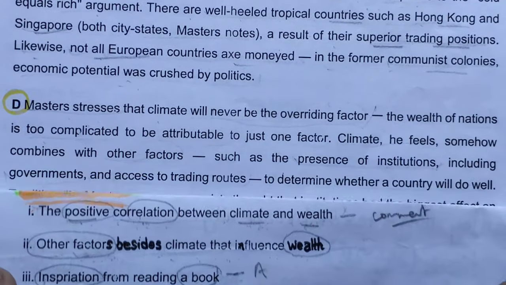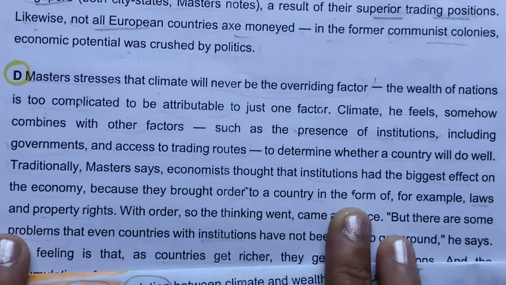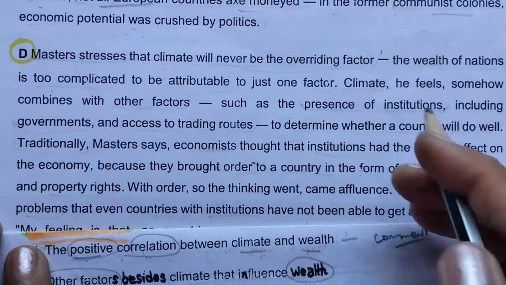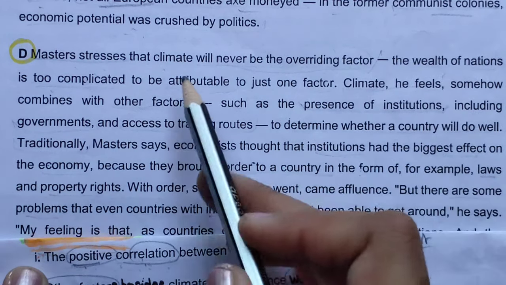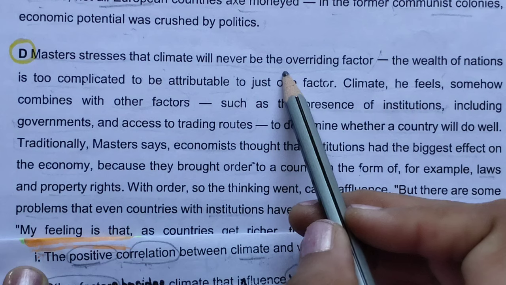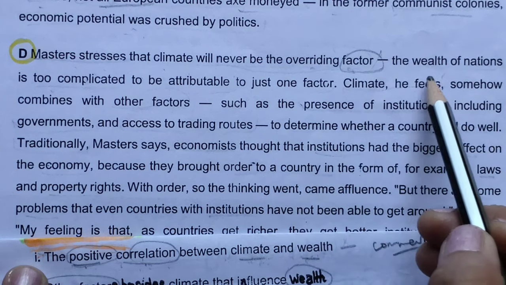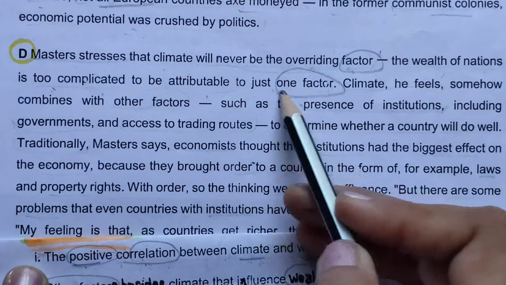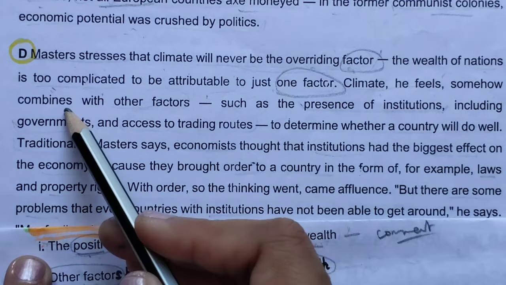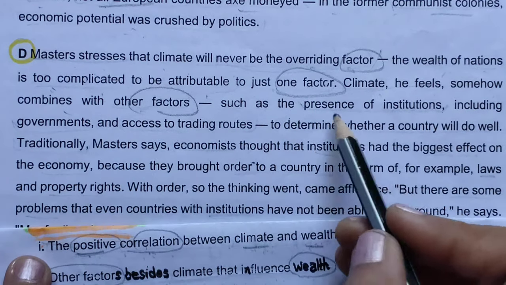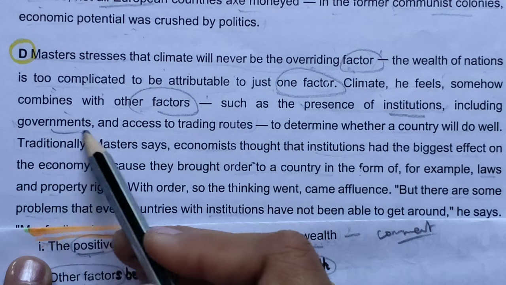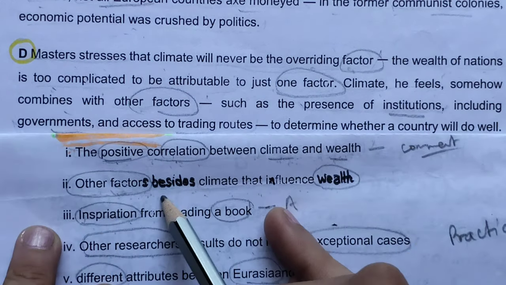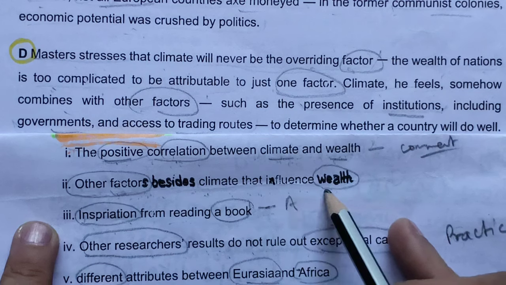That's why we have D number. The master stresses that climate will never be an overriding factor. The wealth of nations is too complicated to be attributable to just one factor. Okay. Climate, he feels, somehow combines with other factors such as the presence of institutions, governments, and also we have got some clue: other factors besides climate that influence wealth.